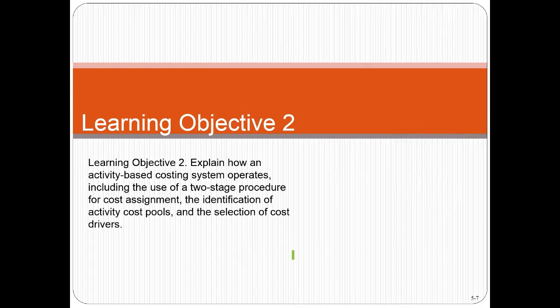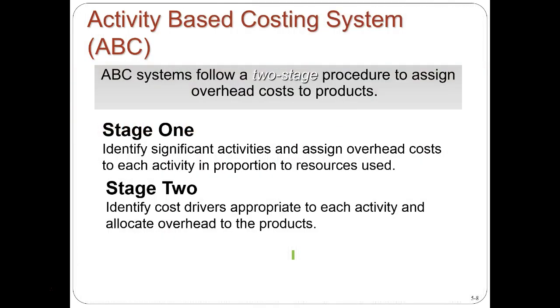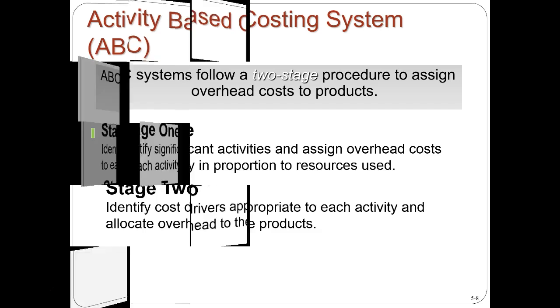So objective number 2, explain how an activity-based costing system operates, including use of the 2-stage procedure for cost assignment, the identification of activity cost pools, and the selection of cost drivers. So this, of course, will be the next step that we could do to be more precise. And once again, we're thinking about that allocation of overhead. So ABC systems follow a 2-stage procedure to assign overhead costs to products. First, stage 1, identify significant activities and assign overhead costs to each activity in proportion to resources used. Stage 2, identify cost drivers appropriate to each activity and allocate overhead to the products.